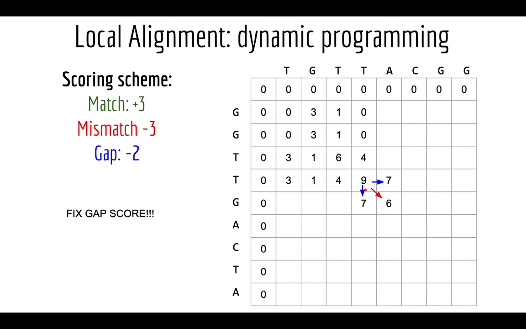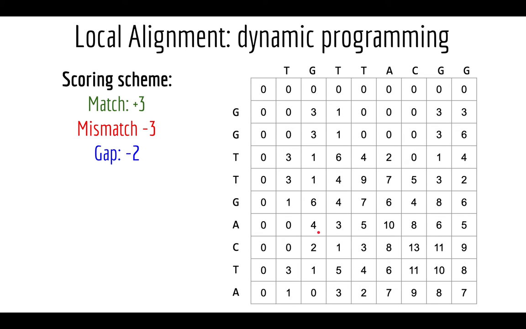Isn't gap minus 1 before? Oh, did I change it? Sorry about that. And gap, if we go this way, it's minus 2, so the score goes down. And if I go this way, it's a mismatch, G versus A, so the score goes down more so than if a gap were introduced. Okay, sorry about the change in gap score, but it doesn't really change the... oh, hey, that's the note to me to change gap score. I'll do that later. I guess I forgot to do that last year.